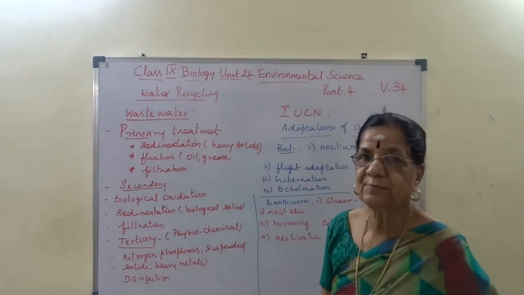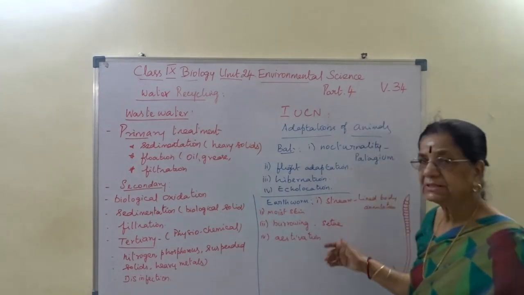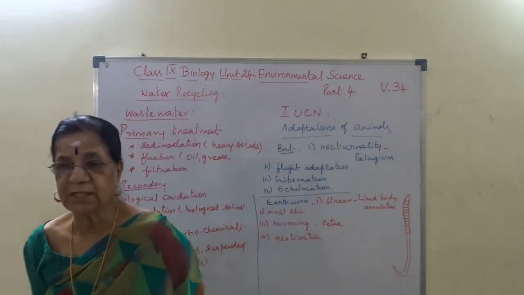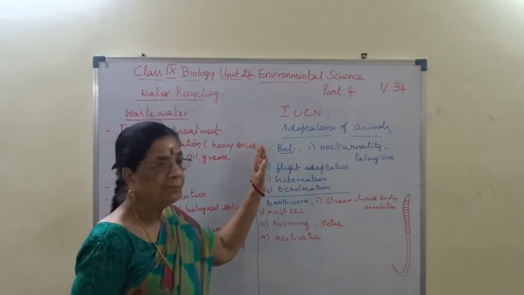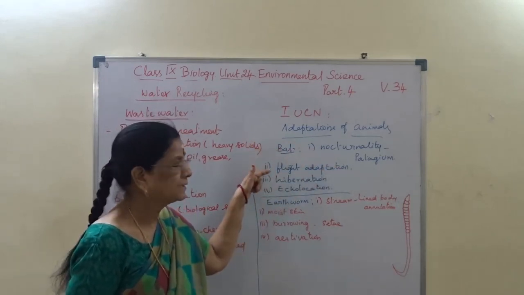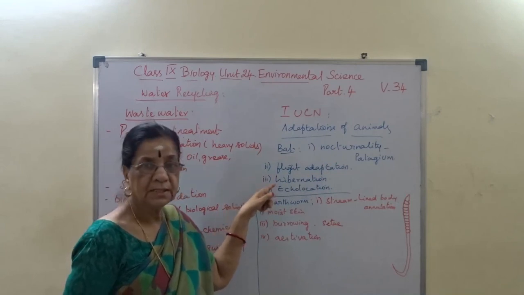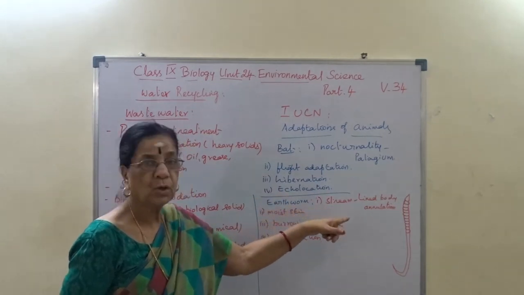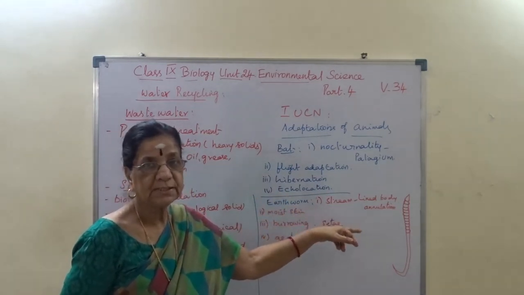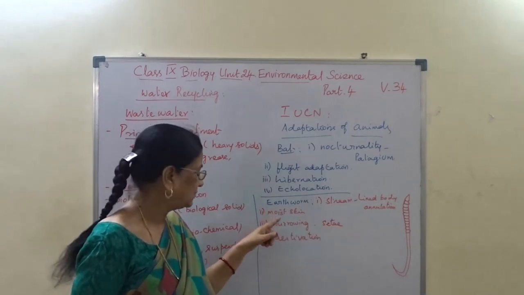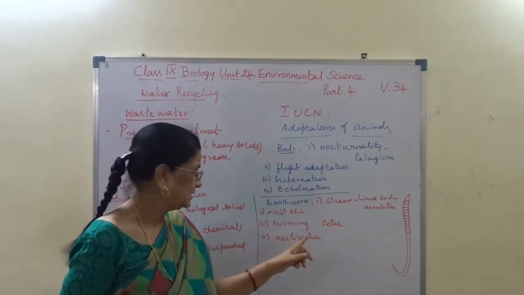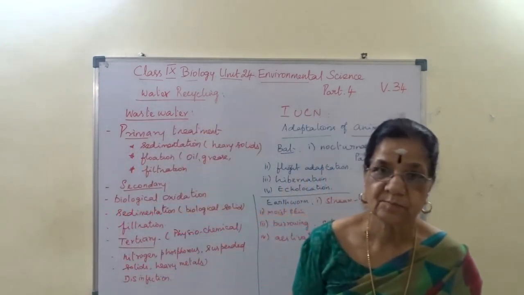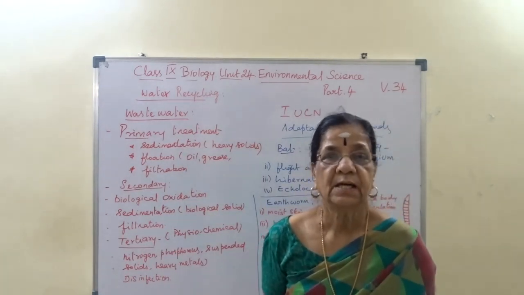I hope you follow this. So these are the adaptations of animals, where we have seen adaptations for two animals. For the bat: nocturnality, flight adaptation, hibernation and echolocation. For the earthworm: streamlined body, presence of annulated segments, then moist skin, burrowing, presence of setae and estivation, summer sleep. I hope you understand. So these are the adaptations in animals, right?